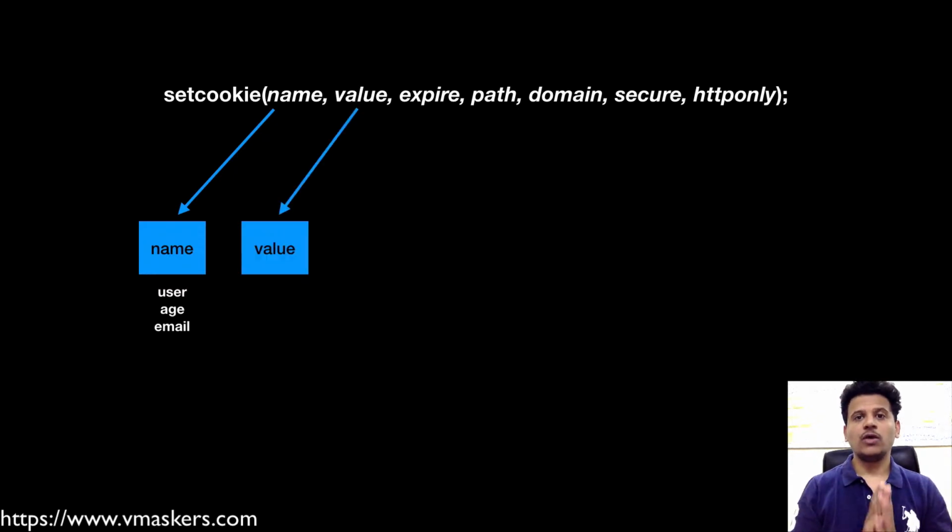Next is value, which sets the content for that named variable. For example, for the user variable, the content is Vikram. For cookie age, the value is 25. And for cookie email, the value is abc@xyz.com.